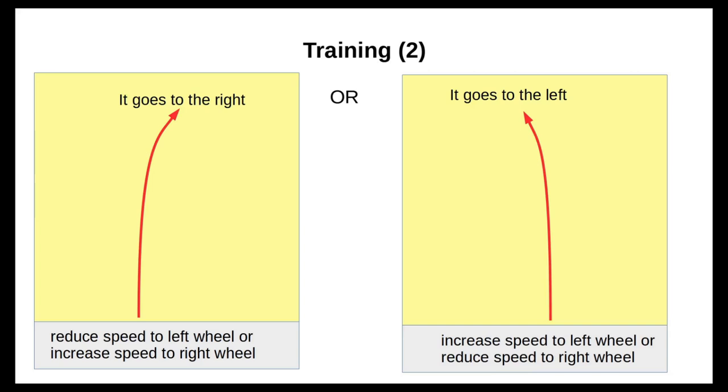Let ODI move forward for a few seconds, enough to conclude if it goes straight. Does it go straight? Probably no. There is a reason for this. The reason is that the two servo motors are rarely identical. If it tends to turn right, we have to reduce speed to the left wheel, or increase speed to the right wheel. If, on the other hand, it tends to turn left, we have to increase speed to the left wheel, or reduce speed to the right wheel.